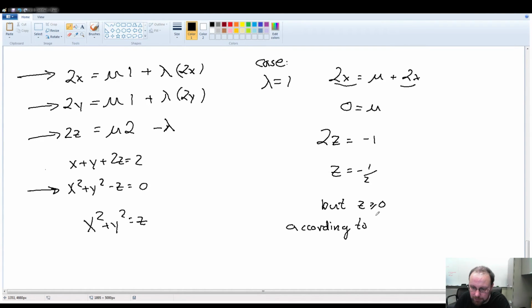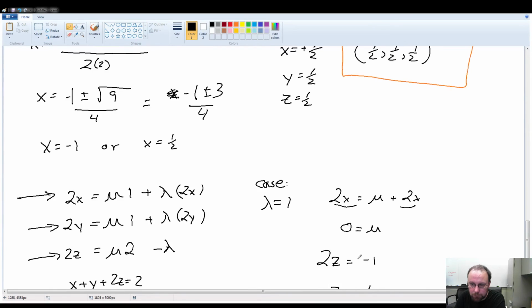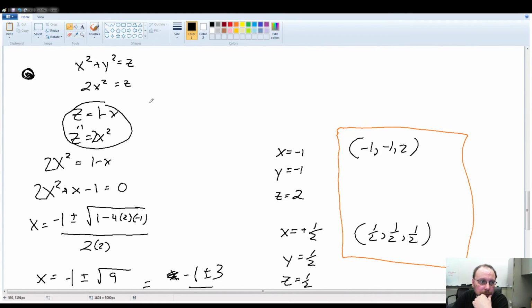According to this last equation, this case yields no solutions. So no solutions from this case. Wow, alright. So, okay, no solutions. So we only have 2 critical points.